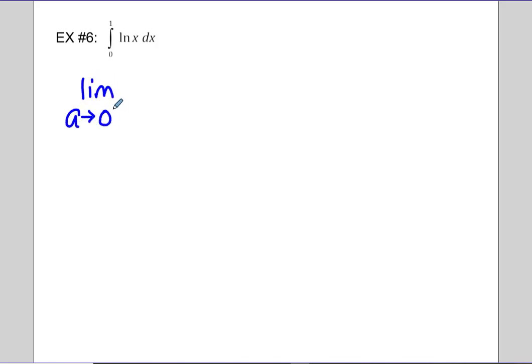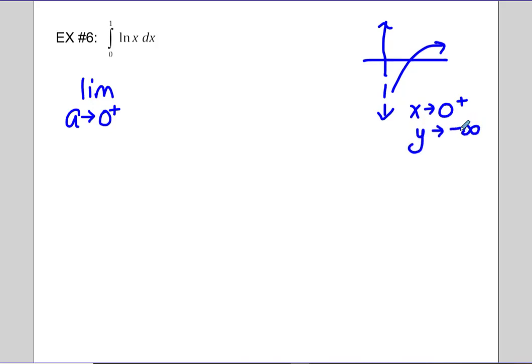As a approaches 0 from the right, because consider the natural log of x. As we approach 0, as x moves to 0 from the right, y is unbounded downward, so we're thinking about that. So we have the integral from a to 1 of natural log of x dx. You've got to think about this, that natural log function has some problem at 0. So we have to think about the right-hand limit.